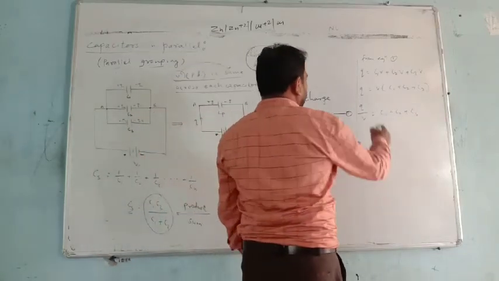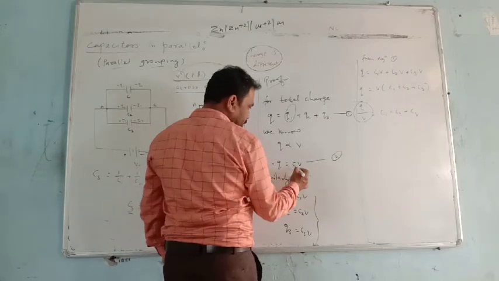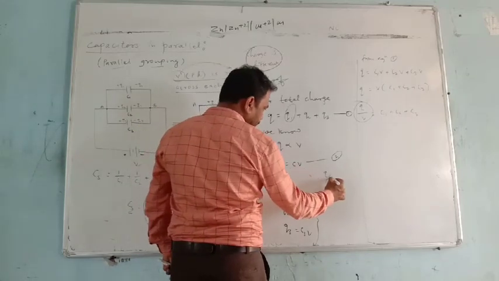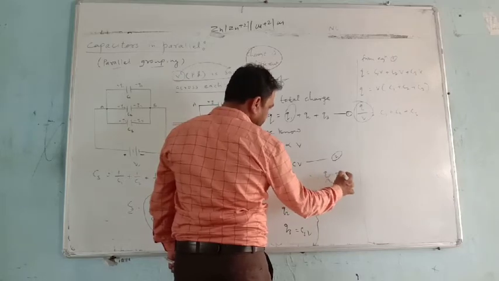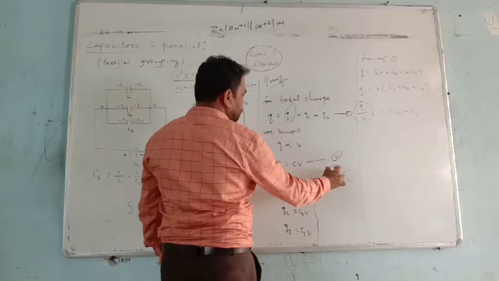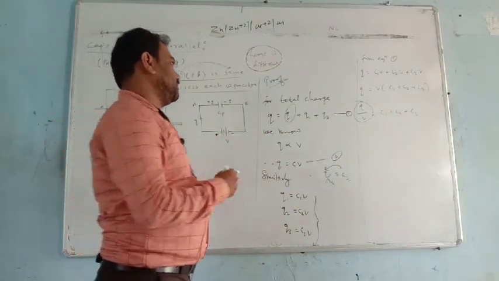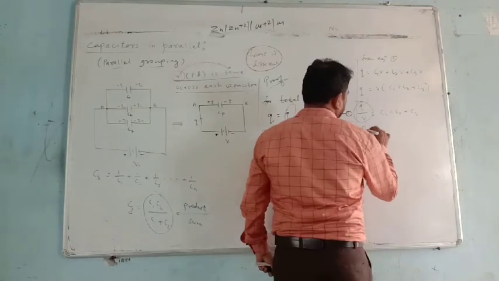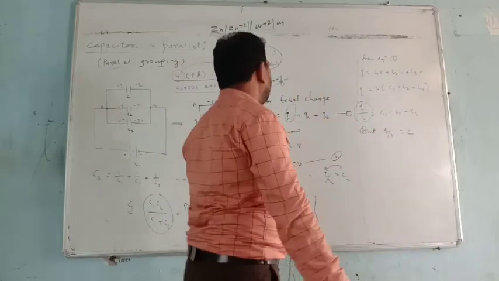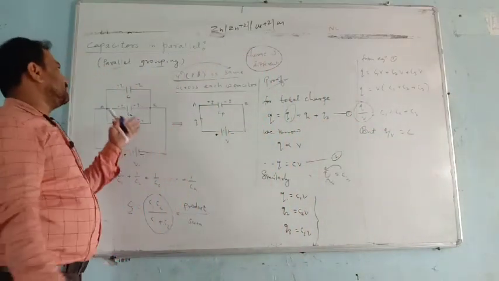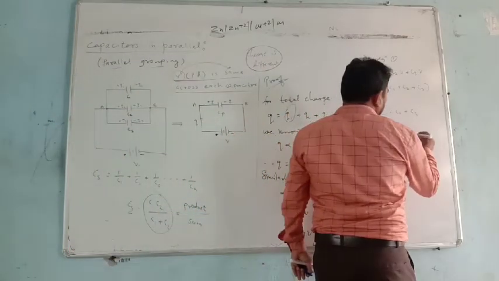So what does this Q by V stand for? See here, Q by V is nothing but the capacitance, that is the value of C. So C is exactly equal to Q upon potential difference. Q by V stands for C, and all these capacitors are in parallel, so we get here the equivalent capacitor.